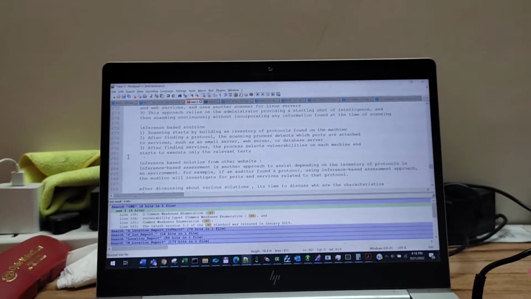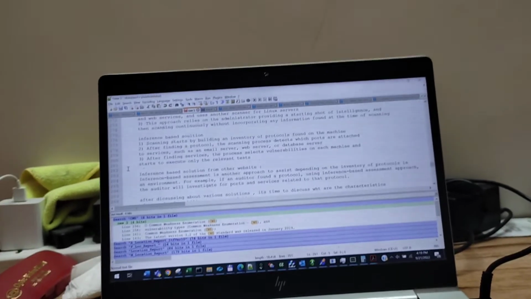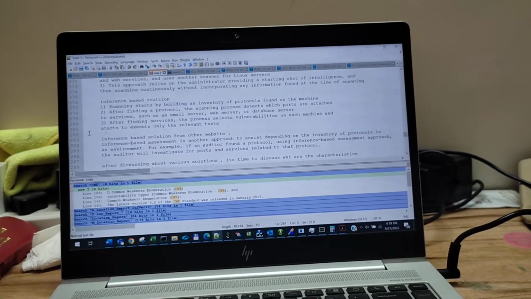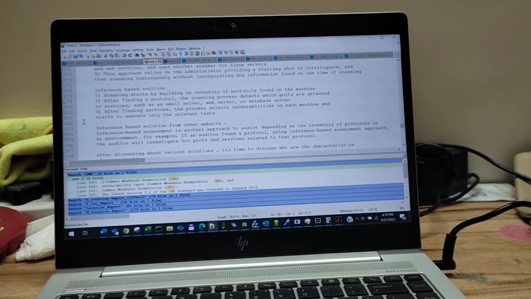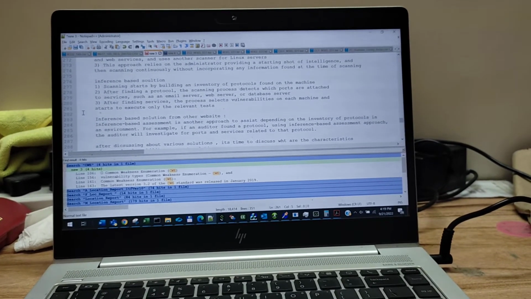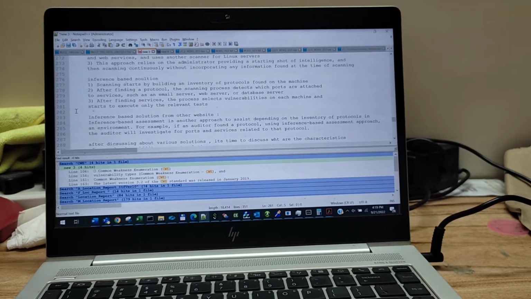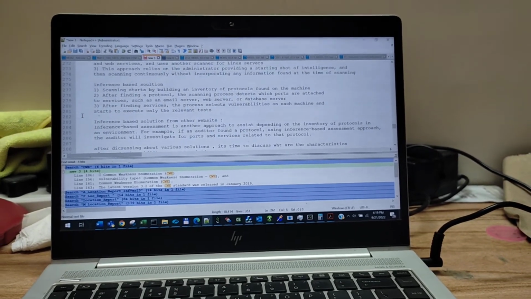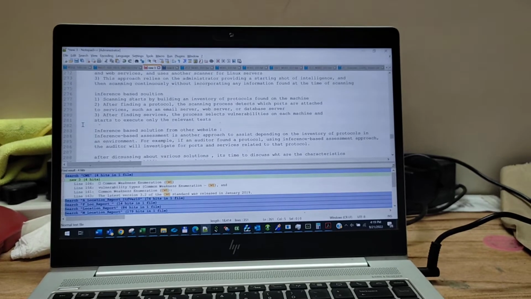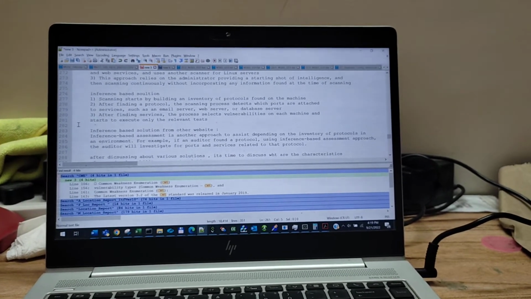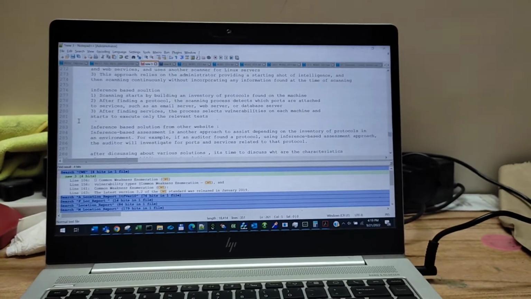Inference based solution: scanning starts by building an inventory of protocols found on the machine. After finding a protocol, the scanning process detects which ports are attached to services such as email server, web server or database server. After finding services, the process selects vulnerabilities on each machine and starts to execute only the relevant tests.